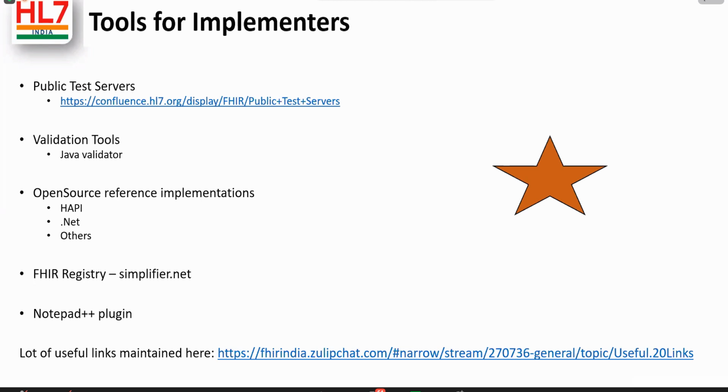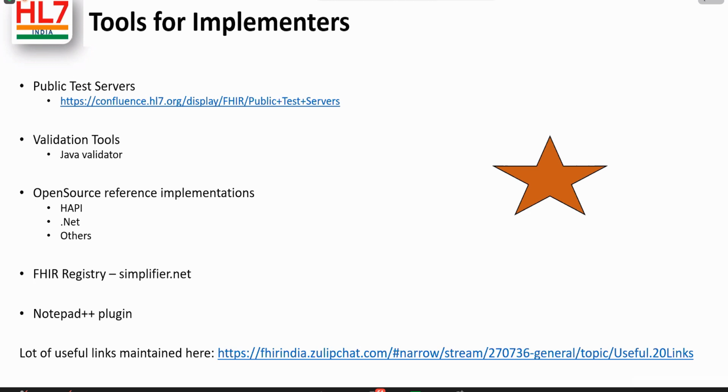Then there is a FHIR registry. What is a FHIR registry? FHIR registry is the registry of all the implementation guides and all the profiles published, right? So you can take a look at the registry and figure out whether the profile or the IG exists or not, and you can actually validate against those also.